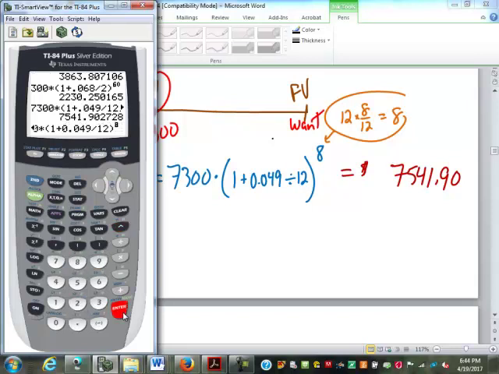I may have punched something in wrong. Let me try it again. I still get 7541.90.